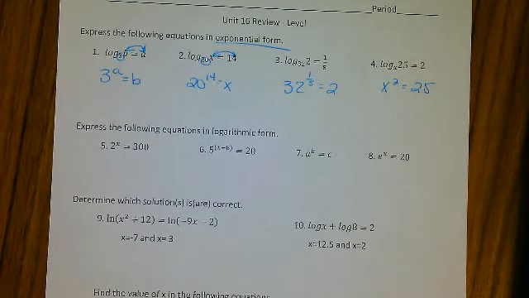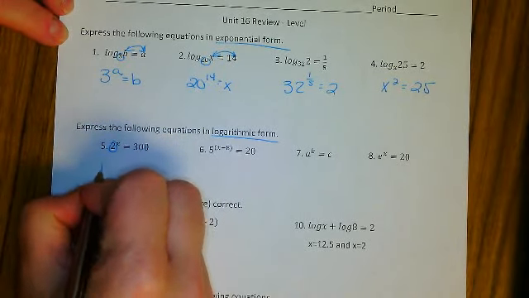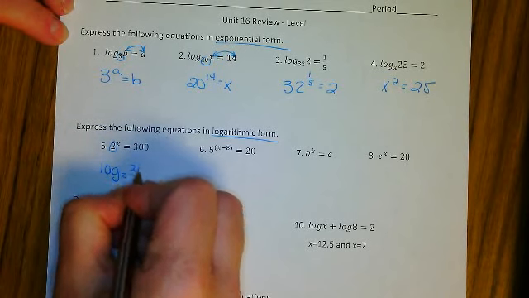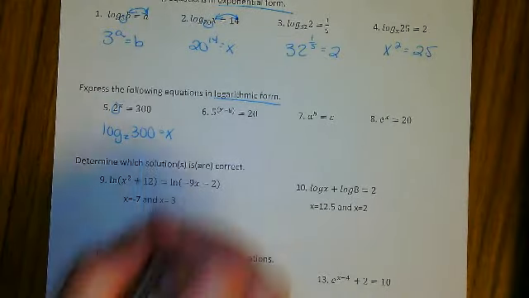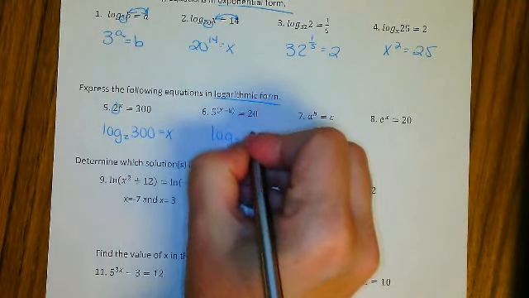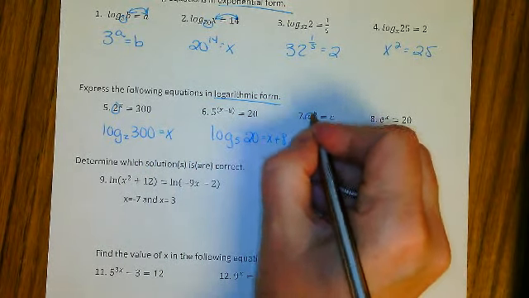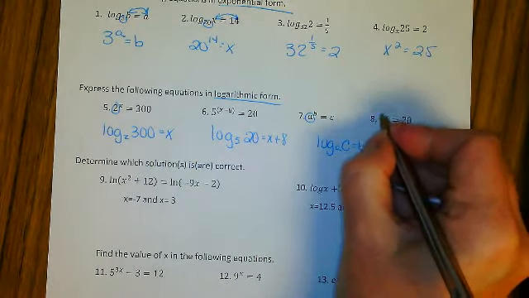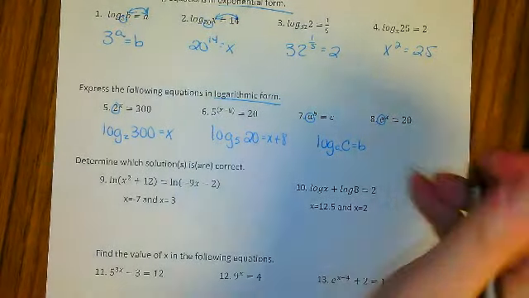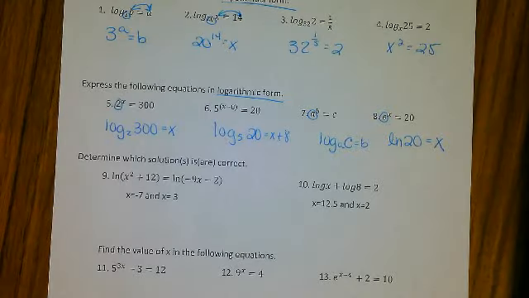Alright, on the next one, it says express the following equations in log form. Well, if it says log form, you have to have log when you write the expression. So here's your base. So log base 2 of 300 equals x. The base is the base and the other two switch places. Okay, same thing here. You're going to have log base 5 of 20 equals x plus 8. And again here, there's your base. So log base a of c equals b. Same thing here. Now this one is a little bit different. You will have a log, but remember it's a natural log of 20 equals x.